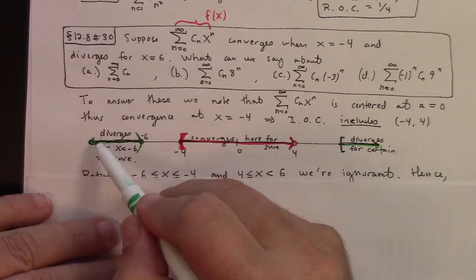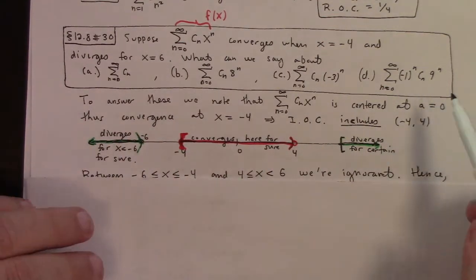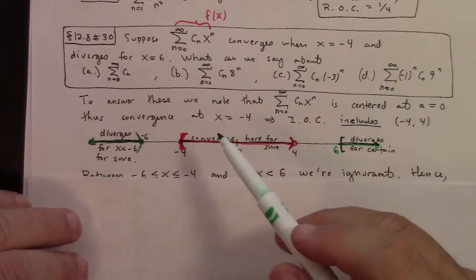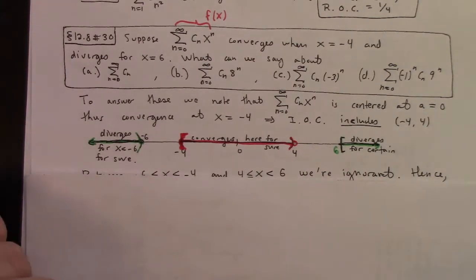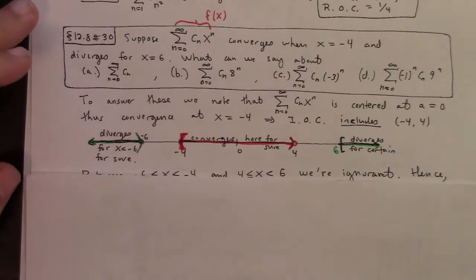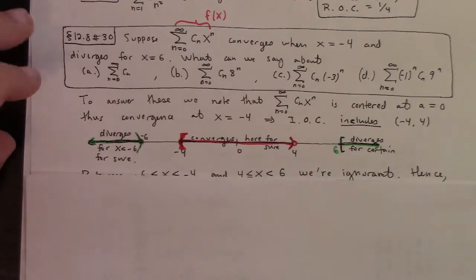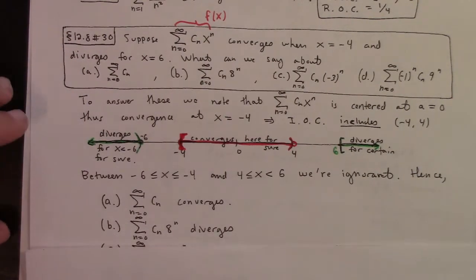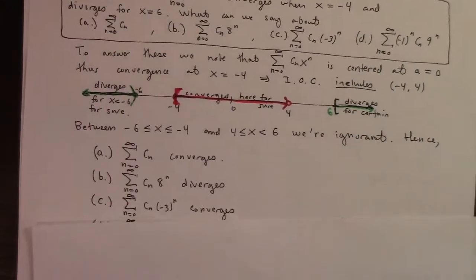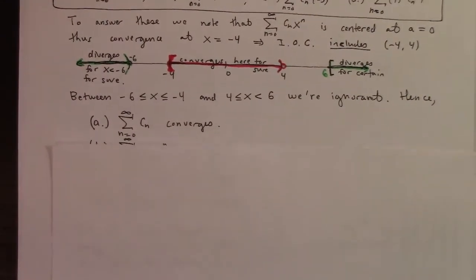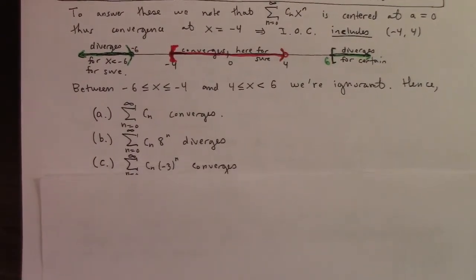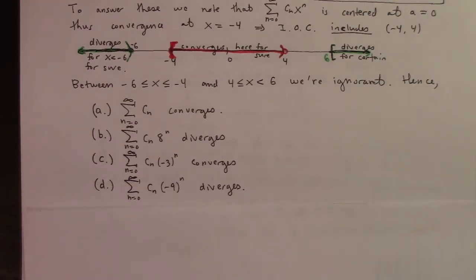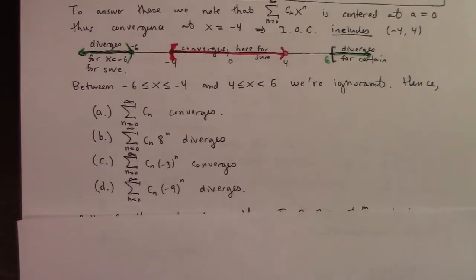But beyond there it has to diverge. All right. Between 4 and 6, and between -4 and -6, we just don't know. So now as you look at the questions A, B, C, D, they're easy enough to answer. At A we get convergence because that's at 1. At B, we have divergence because that's at 8. At -3, we've got convergence because it's in the red. And at -9, we're again in the green certain divergence region.